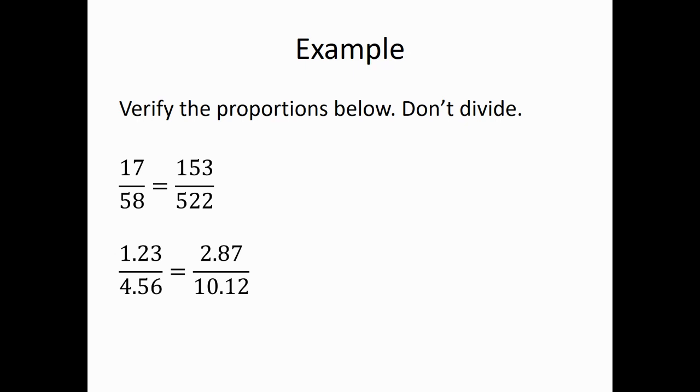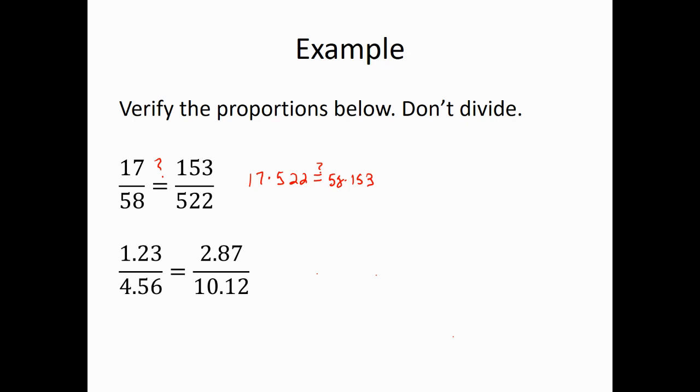So consider the first one. 17 over 58 is equal to 153 over 522. Perhaps we should put a question mark over that because we want to know whether this is actually true. Well, how do we verify? Well, we ask ourselves whether 17 times 522 is equal to 58 times 153. Now, I won't take the time to actually multiply this out with you, but that's the question. That equation can be easily verified, with a calculator or online, and if it's true, then the original proportion is true. And if it's false, the original proportion is false.